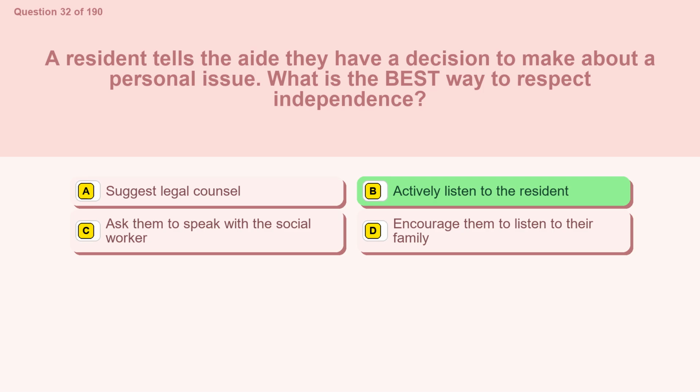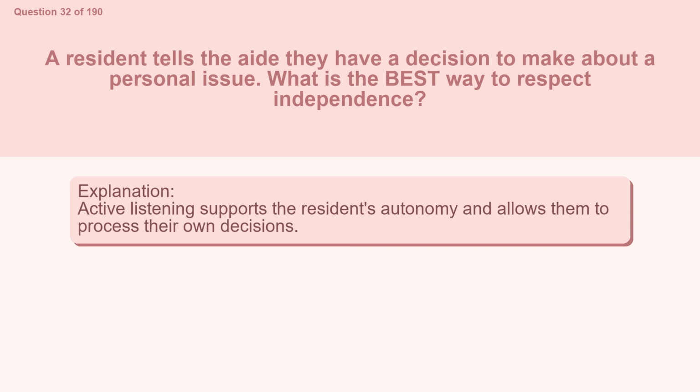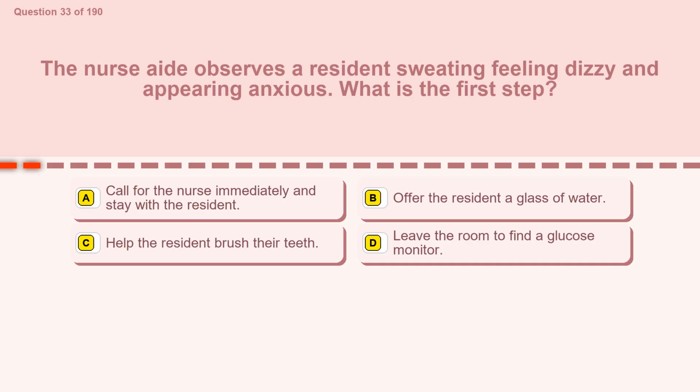The correct answer is option B. Actively listen to the resident. Active listening supports the resident's autonomy and allows them to process their own decisions. Question 33. The nurse aide observes a resident sweating, feeling dizzy, and appearing anxious. What is the first step?